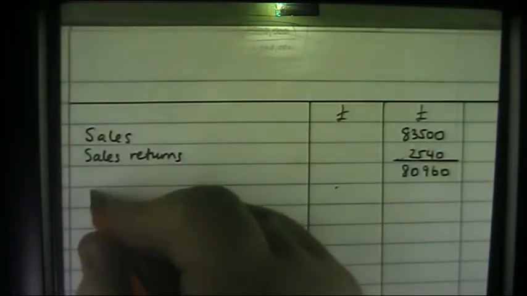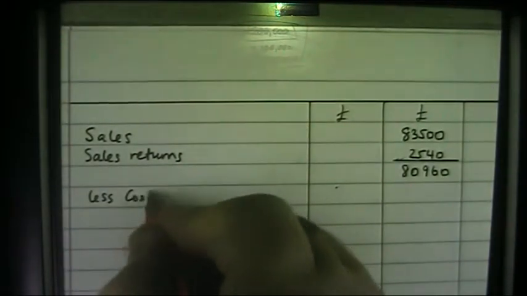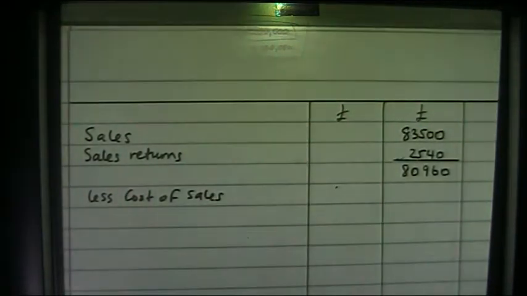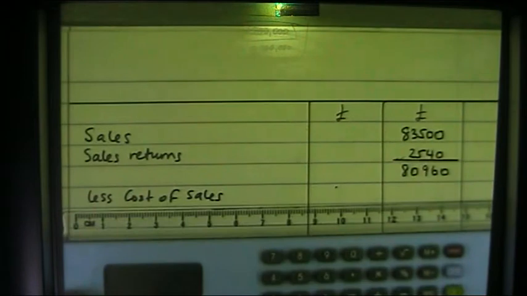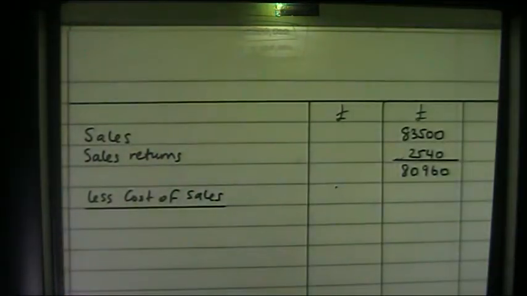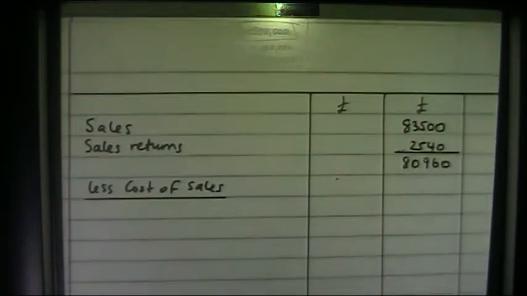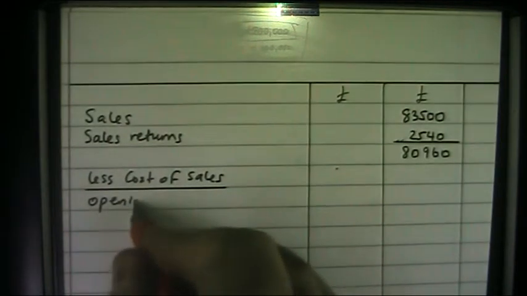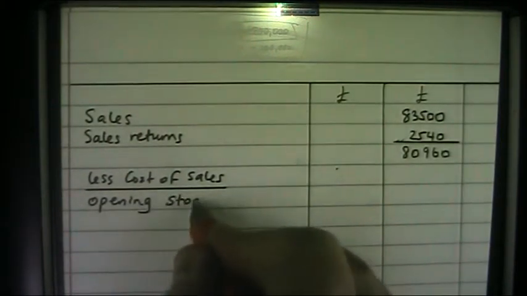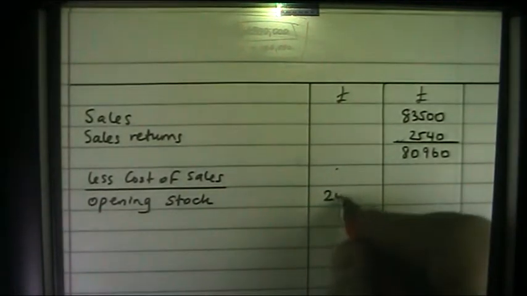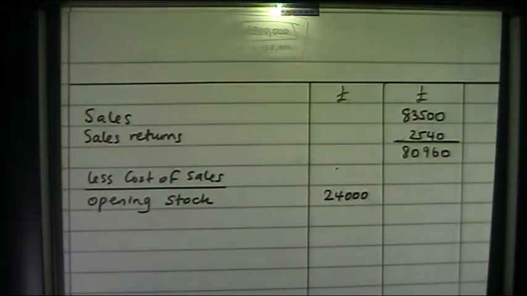Let's do our cost of sales section now. Less cost of sales, and because it's a title, I want to underline that. So how do we work out cost of sales? Well, we always do our opening stock first. The opening stock is in the trial balance, and it is £24,000. I just want to put that right there in that column.